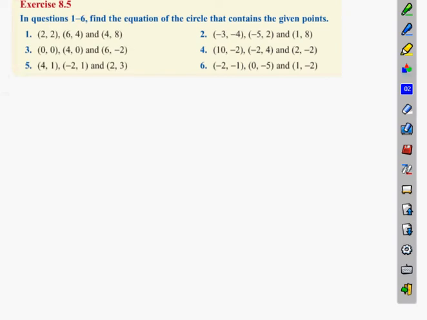Okay, number 6. I'm going to start off with the geometry approach, okay?